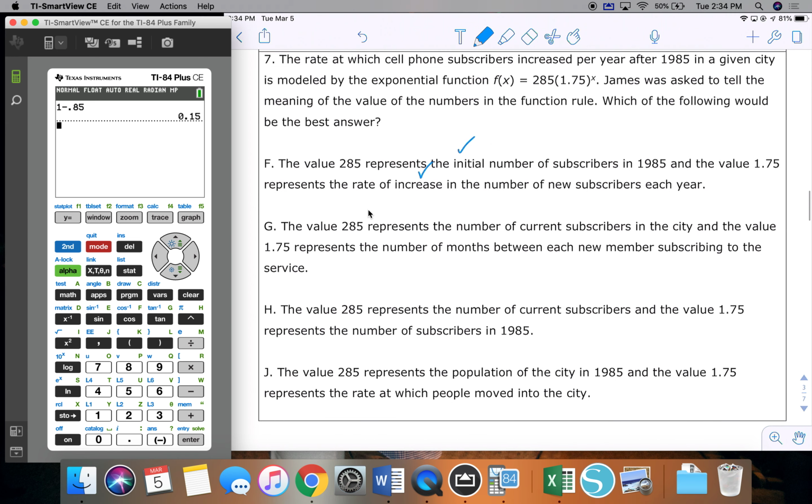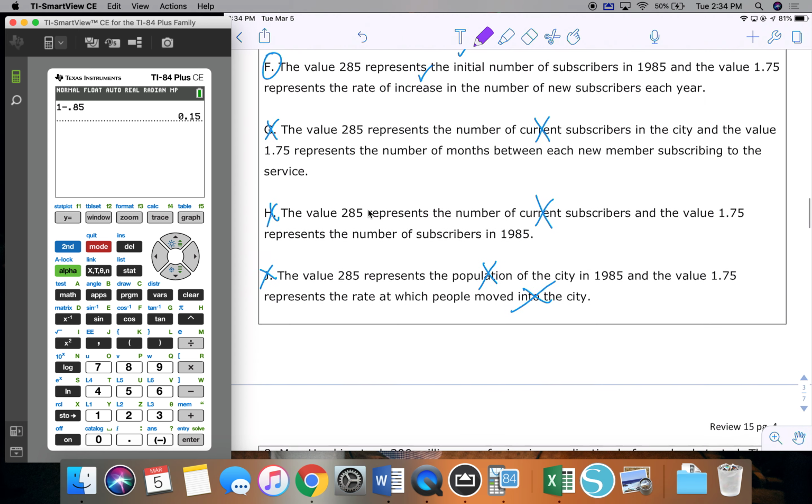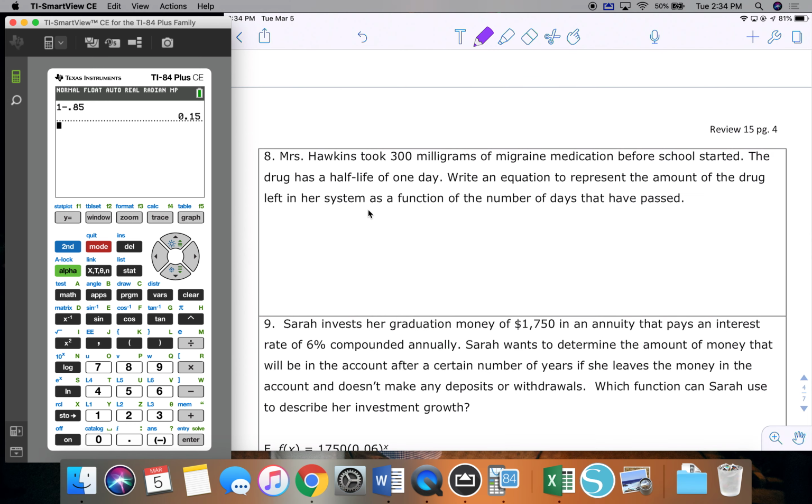increasing and initial starting. 285 is current subscribers. Well, no, that's not. It's how many they started with, not current. Same thing on H. It's how many they started with. 285 is the population of the city. Well, no, we're talking about cell phone subscribers, and we're not talking about people that move in. We're talking about cell phones. So I'm just looking for keywords on that. I didn't even read everything.